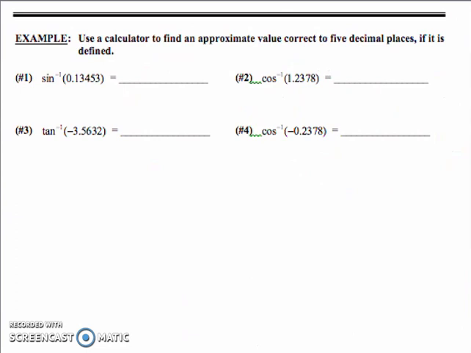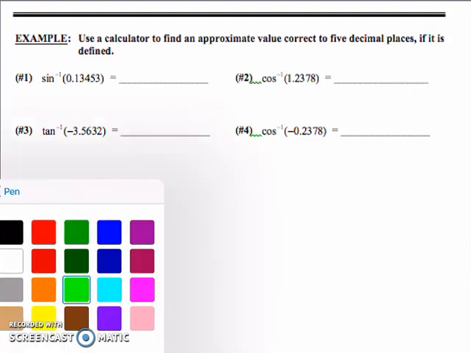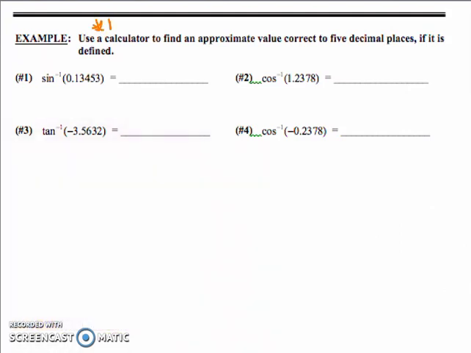All right, moving on here. We're going to do a little bit of calculator work just to make sure that we can do inverses on our calculator. So grab your calculator, and for each of these, you want to make sure that you are in radian mode. All right, so you are just going to do on your calculator inverse sine of 0.13453, hit enter, and you should get 0.13494. Okay, number 2, try to type that in your calculator and see what happens.